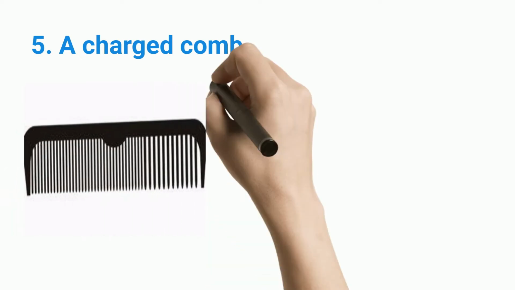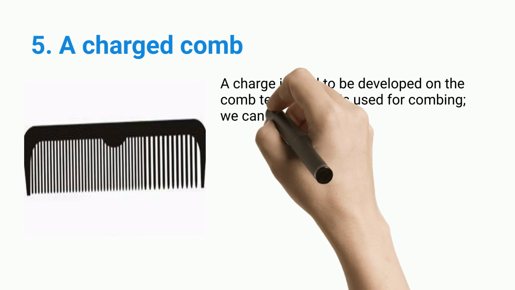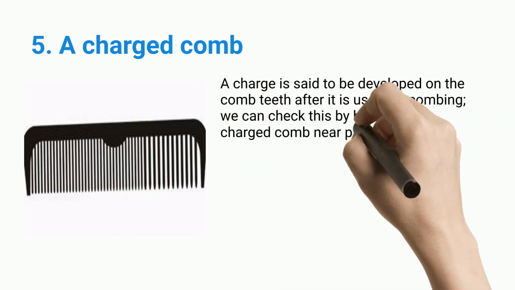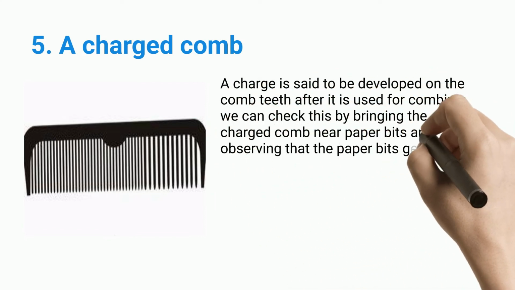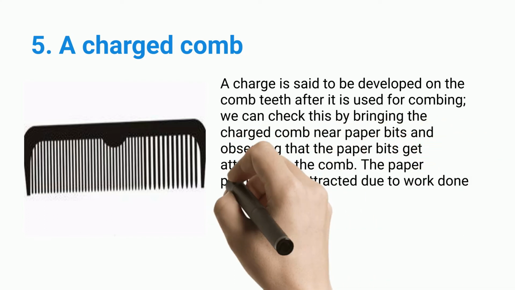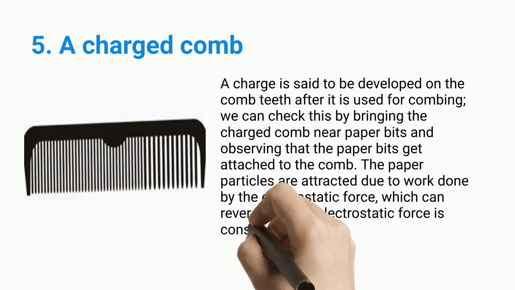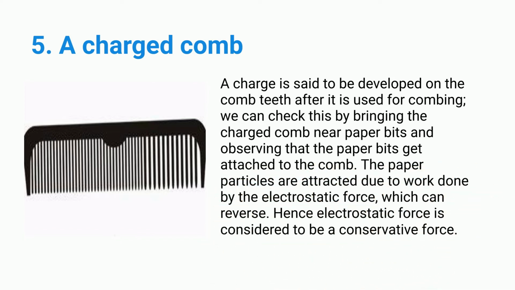5. A charged comb. A charge is said to be developed on the comb teeth after it is used for combing. We can check this by bringing the charged comb near paper bits and observing that the paper bits get attached to the comb. The paper particles are attracted due to work done by the electrostatic force, which can reverse. Hence, electrostatic force is considered to be a conservative force.